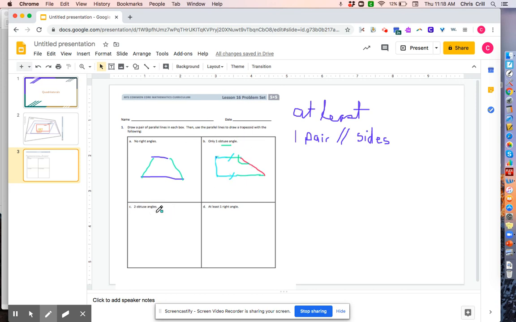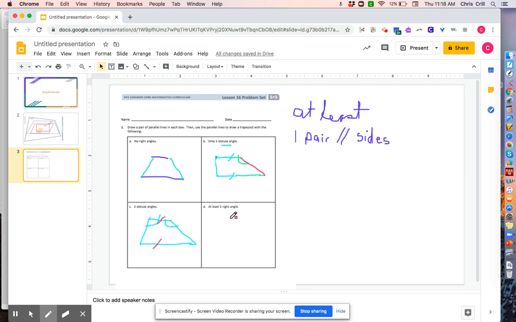Number 2 says I need a trapezoid with one pair of parallel sides, so I'll draw those again, and 2 obtuse angles. Guess what I'm going to draw? I'm going to draw that same shape that I drew up here. I have an obtuse angle here, an obtuse angle here, and this is parallel because this side is parallel to this side. So there's a trapezoid. One pair of parallel sides, and this particular one has 2 obtuse angles.